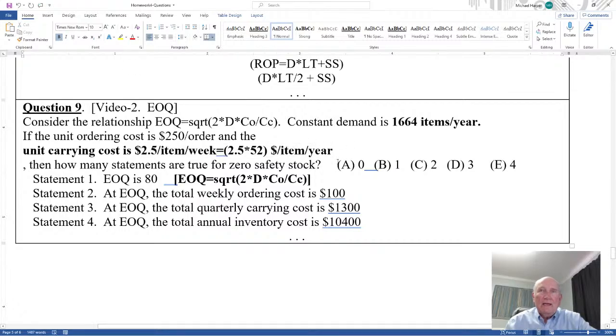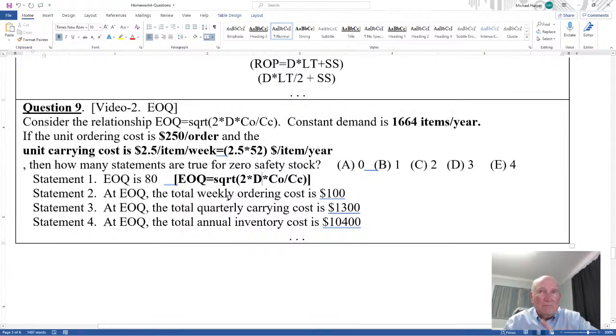Okay. And then use that for my demand, this for my ordering cost, and that number right there for my carrying cost. And whatever that EOQ is, see if that's true. But whatever that is, that's going to be my EOQ for these others down here.